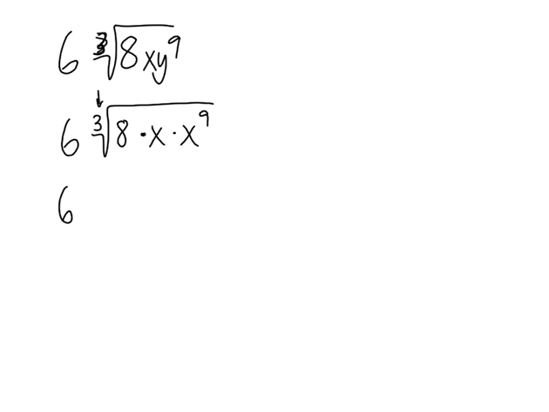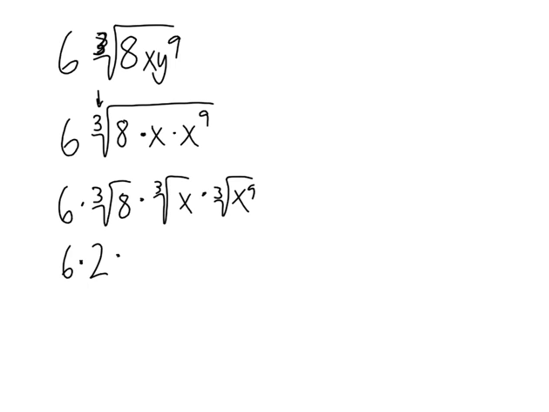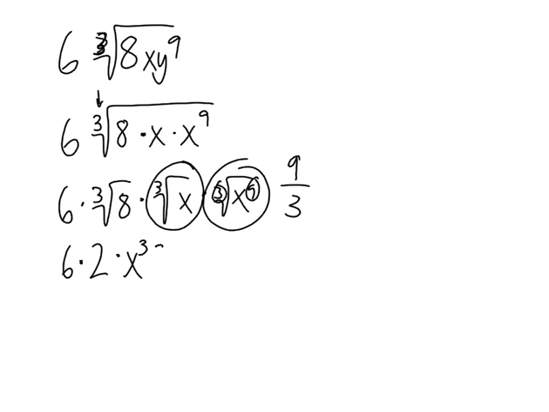Now we get 6 times cube root of 8 times cube root of x times cube root of y to the 9th. So let's simplify everything we know. The 6 is going to stay. The cube root of 8 is 2, and the cube root of y to the 9th is y to the 3rd. I'm just doing 9 divided by 3. And then I have this unsimplifiable cube root of x. So now to finish the problem up, I'm just multiplying here, here, and here, which gives me 12y to the 3rd times the cube root of x. And that's it. That's the answer.